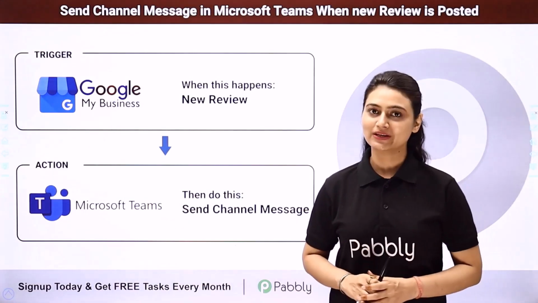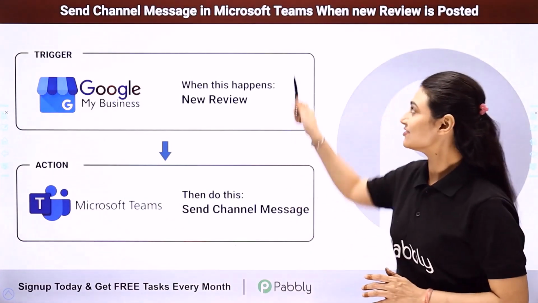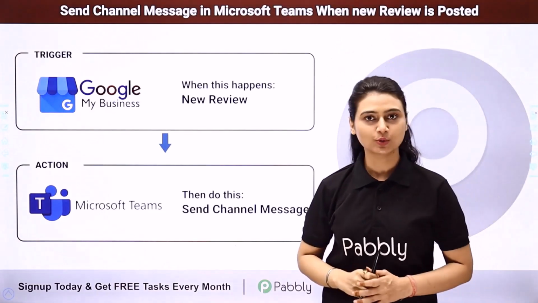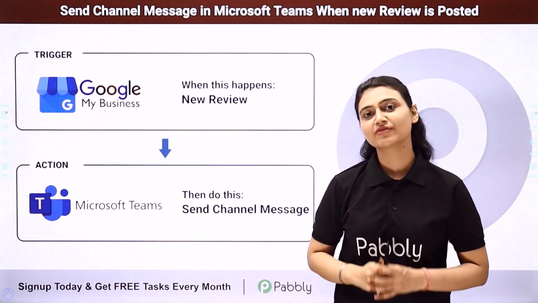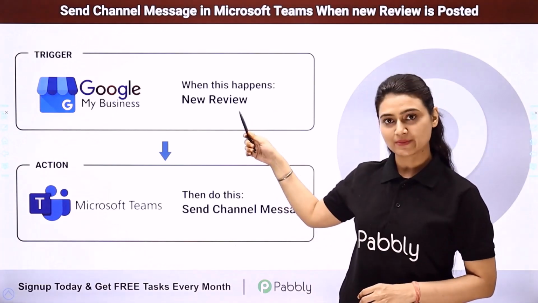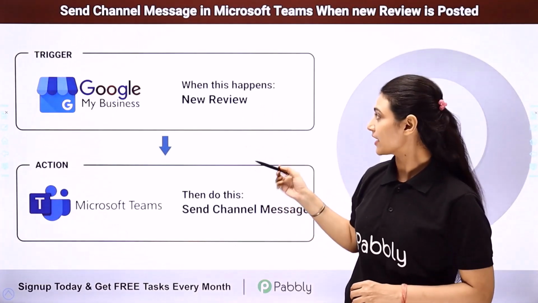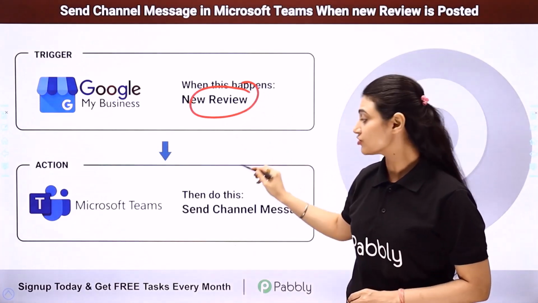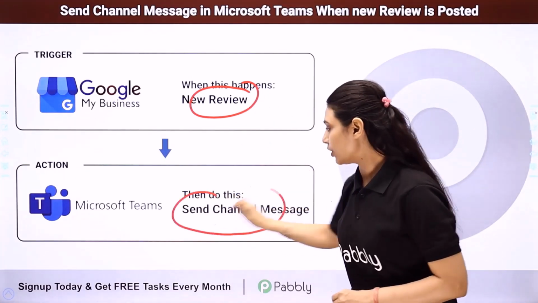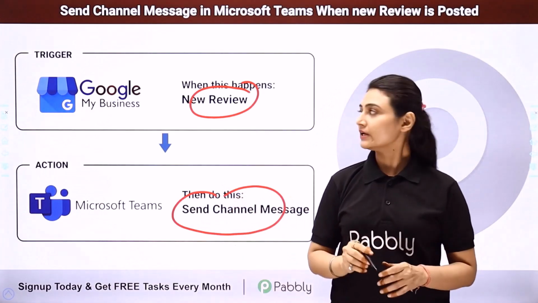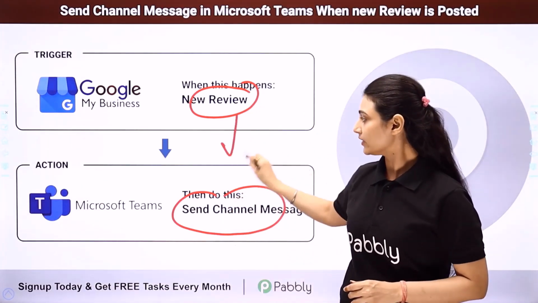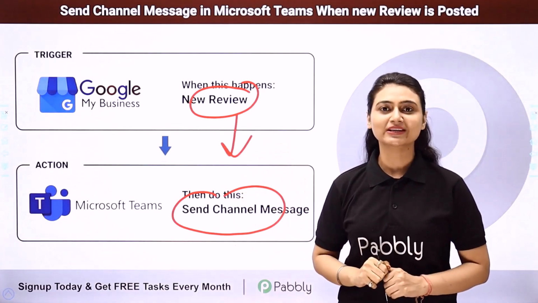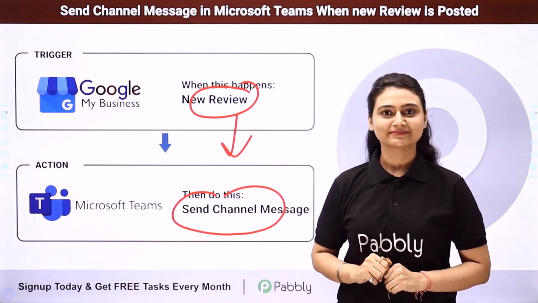In this video, we will learn how you can automatically send a channel message in Microsoft Teams when a new review is posted on Google My Business. So let's say you have registered your business on Google My Business and you want, every time a new review is posted on Google My Business, a channel message regarding the same to be sent on Microsoft Teams. So we will integrate Google My Business with Microsoft Teams using Pabbly Connect. Now let us come to my screen to see how we do it.